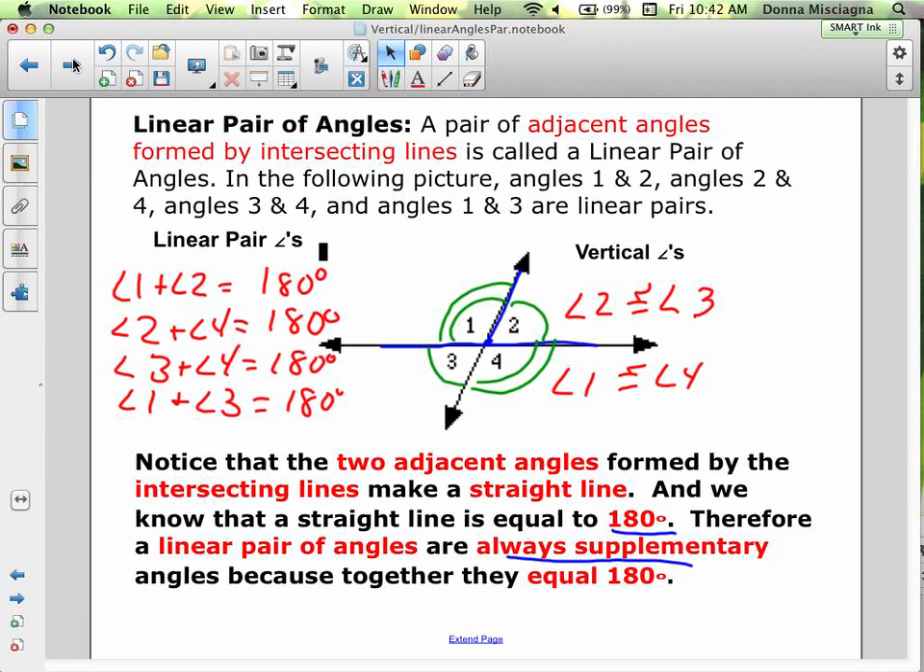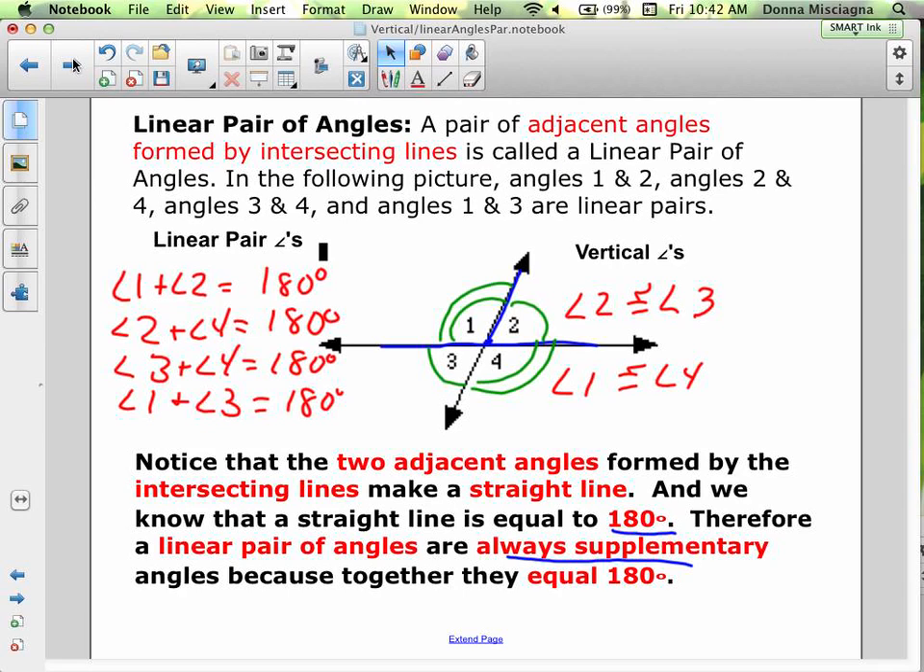And you have everything in your notes. So the special thing about a linear pair of angles is if you look at them, notice that the 2 adjacent angles formed by those intersecting lines, like 1 and 2, and 2 and 4, and 4 and 3, and 3 and 1, together they make a straight line.